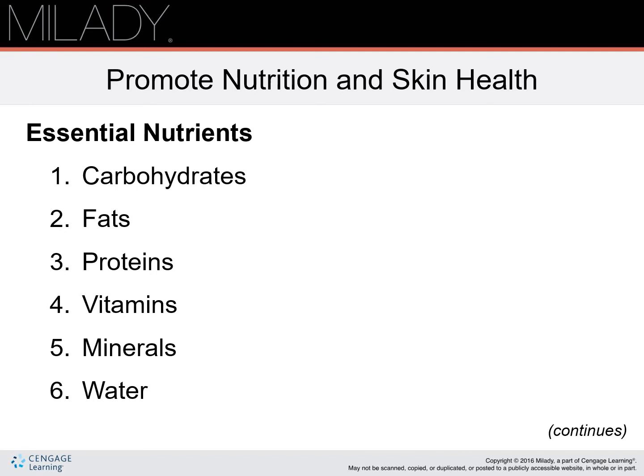Excretion. This is where you perspire. So you sweat from your sudoriferous glands. It is excreted through the skin. Water lost through perspiration takes salt and other chemicals with it. That's why it's very important to drink water.